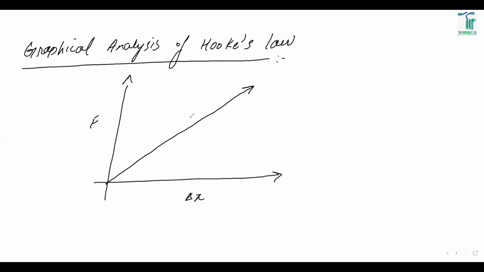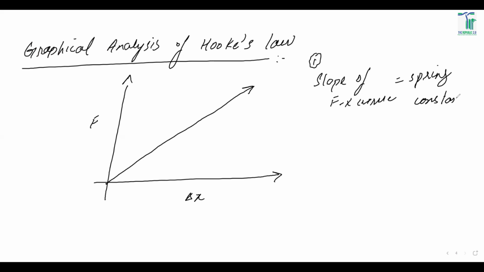You need to remember two things from this graph. This graph can tell you about two things. First one, if you calculate the gradient or the slope of the F-x curve, it would always give you the spring constant. Got it? It would always give you the spring constant.